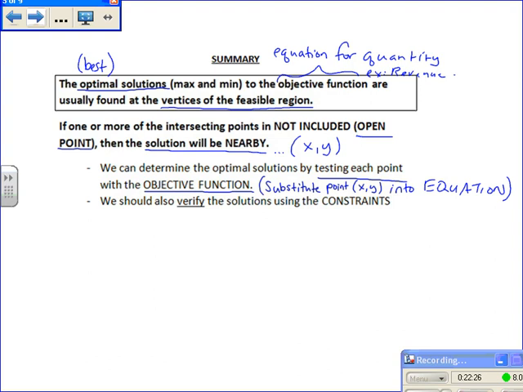We can also verify those points by testing the constraints. So we can also substitute, once we've found our maximum or minimum solution, we can take that point, substitute that point into all the linear inequalities that we wrote for the different constraints.